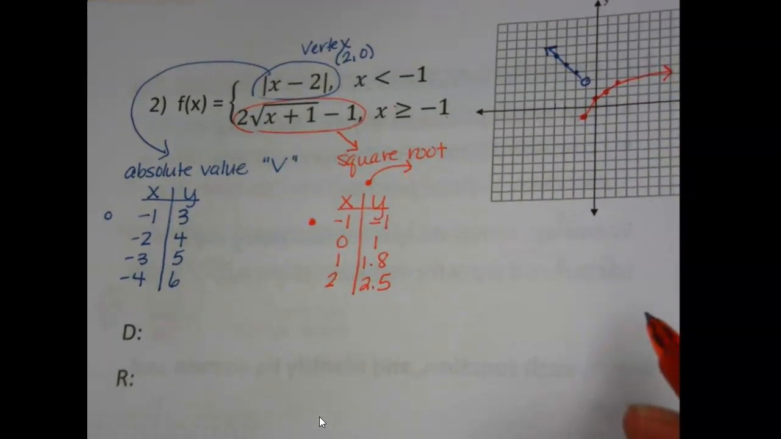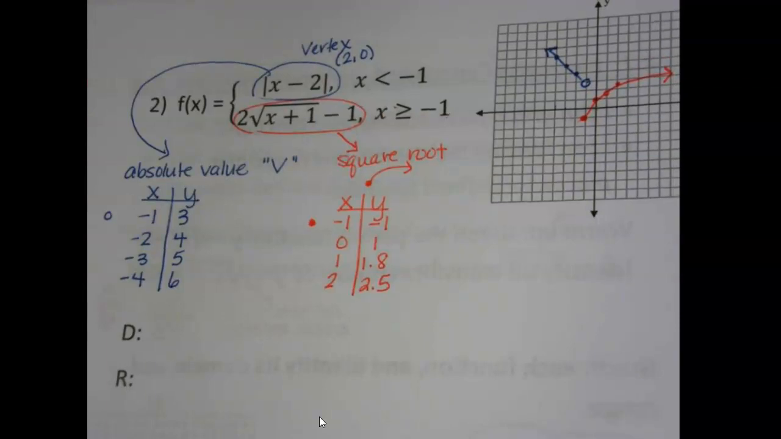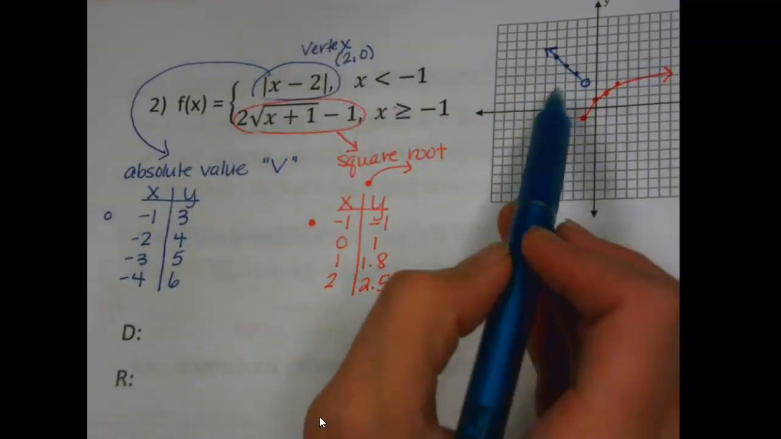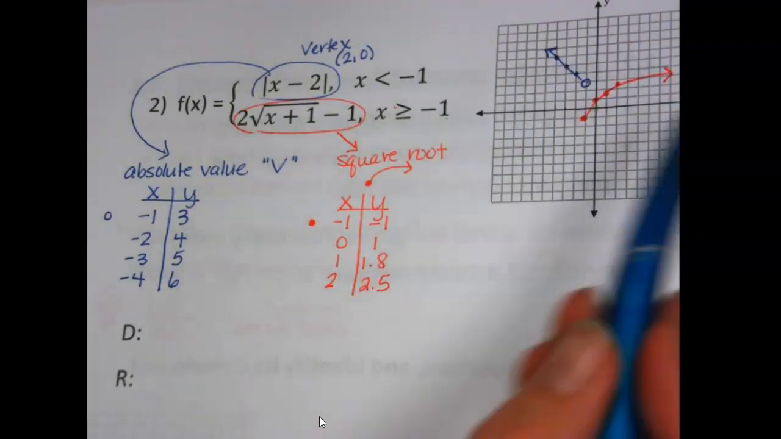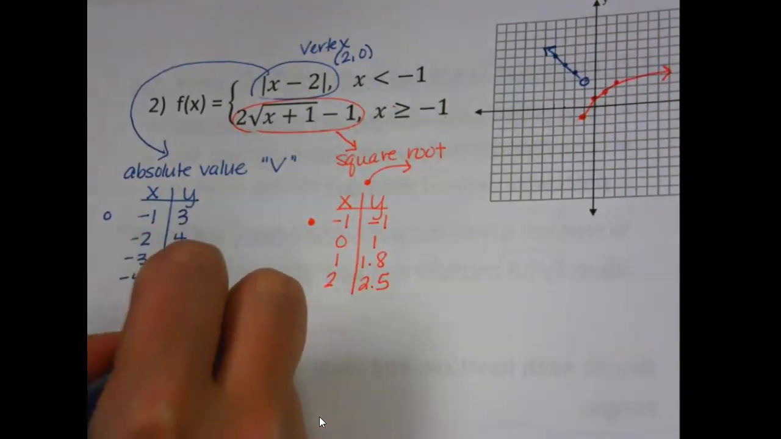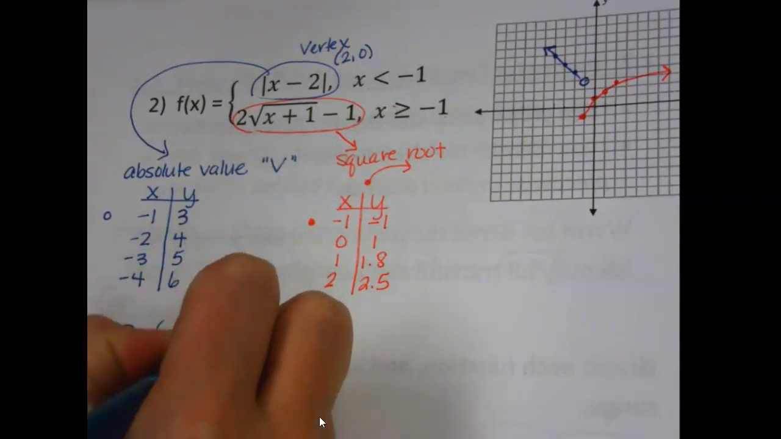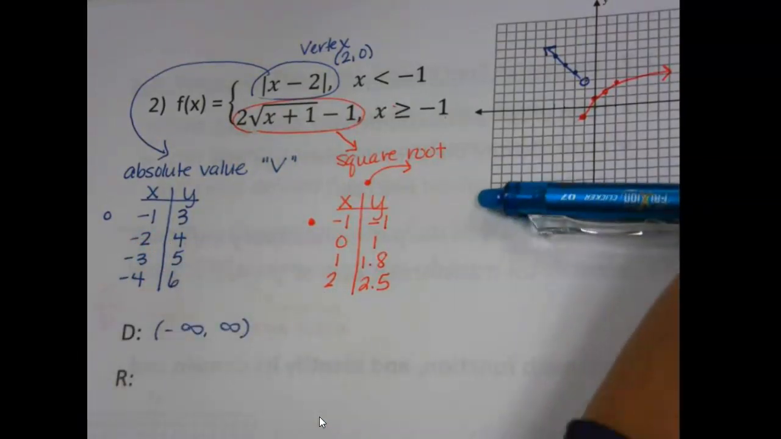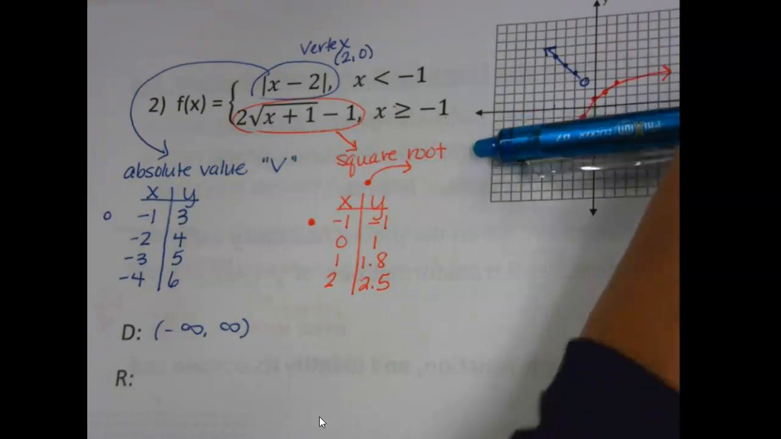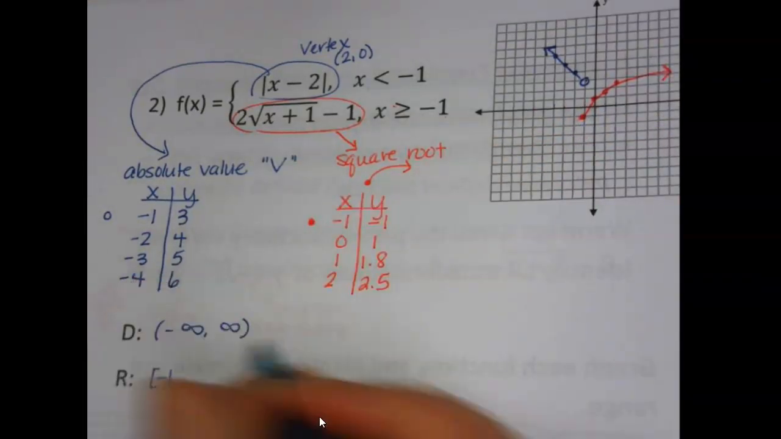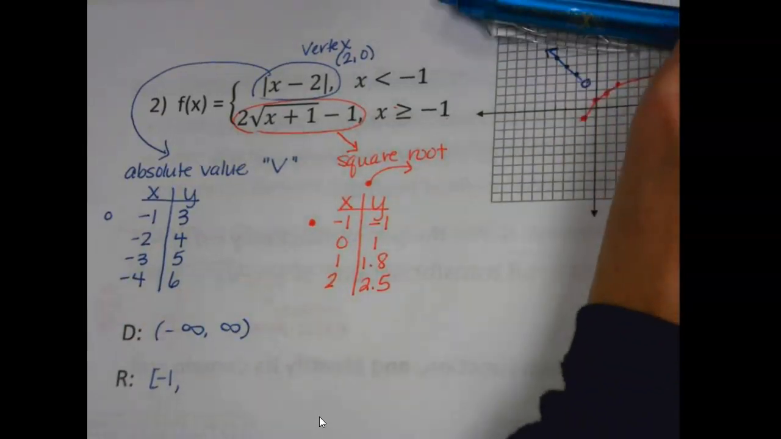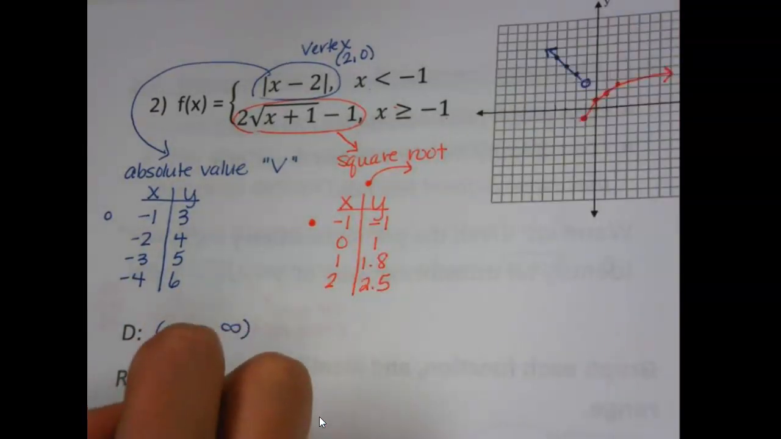All right, so let's talk about domain and range. Domain is our x values. It looks like it's going to continue moving forever to the left and forever to the right. So domain is -infinity to infinity. Range is the y values, so our bottommost y value looks like it's going to be at -1. And then it's going to continue going up forever, so that goes to infinity.